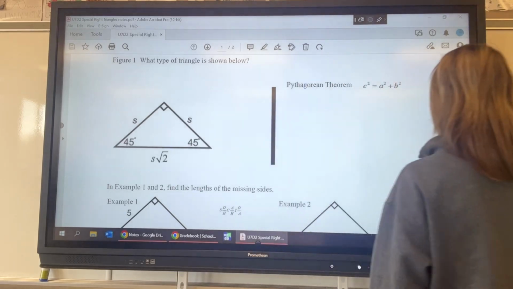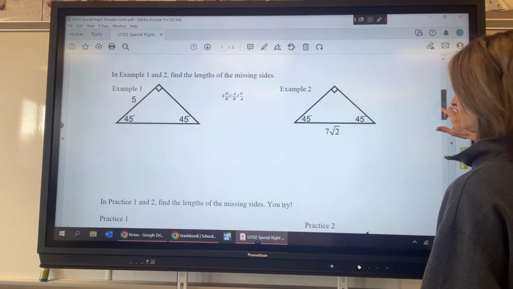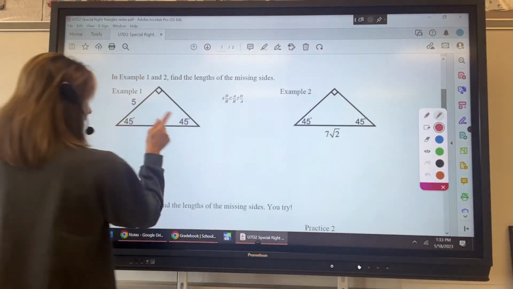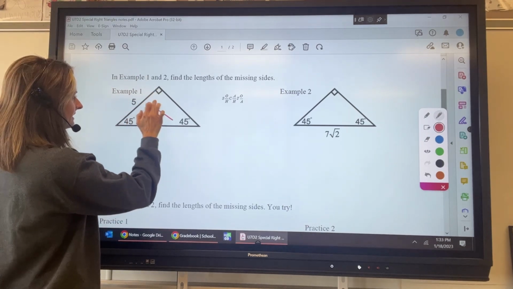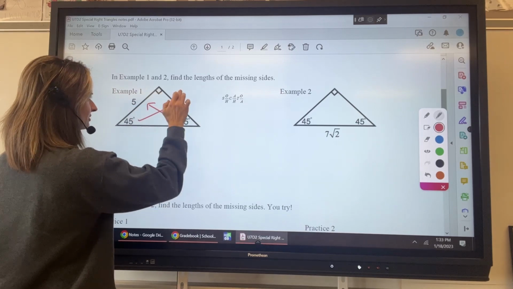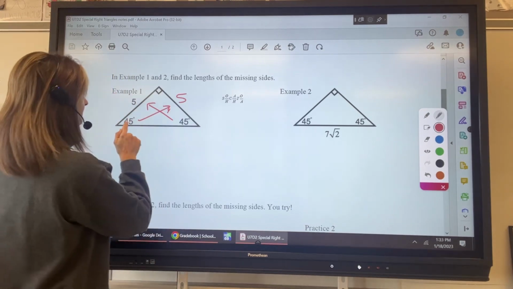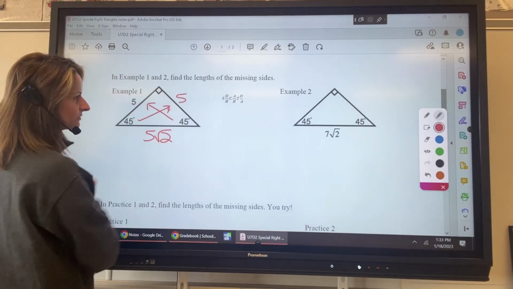Okay, so find the length of the missing sides. We are not going to do the Pythagorean theorem, we're going to do our shortcut. We know this is a 45, 45, 90 triangle. So the base angle theorem tells us the lengths of the sides, or the legs, should be the same. Special right triangle, the length of the hypotenuse has to be 5 root 2: the length of the side times root 2.